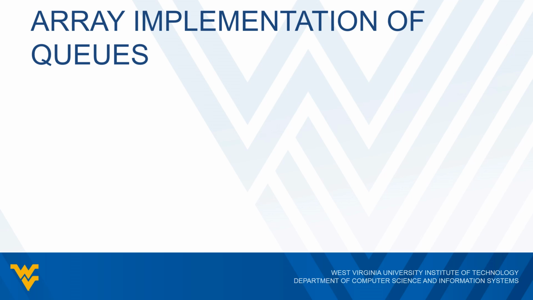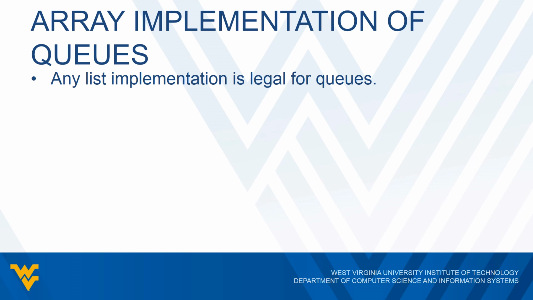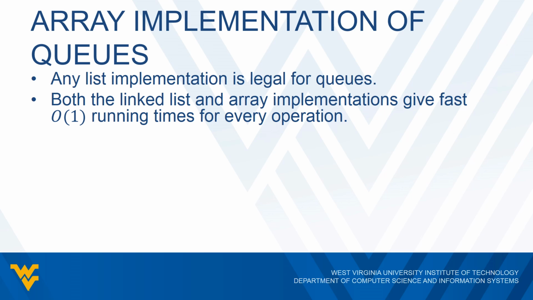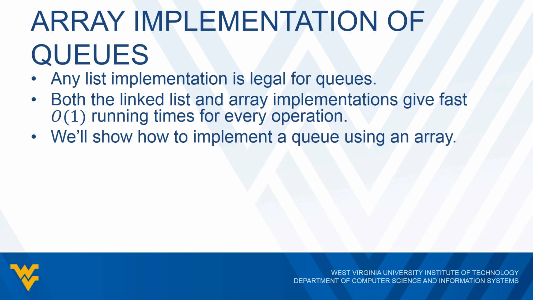Now, to implement the queue, we can actually use any list implementation. So we can use linked lists, we can use arrays. Both are perfectly fine, and they give fast, constant time running times for both operations, for enqueuing and dequeuing. Now, what we're going to do is go over how to implement the queue using an array. We're not going to discuss it for linked lists, but you can probably take some guesses on how to go about doing it.